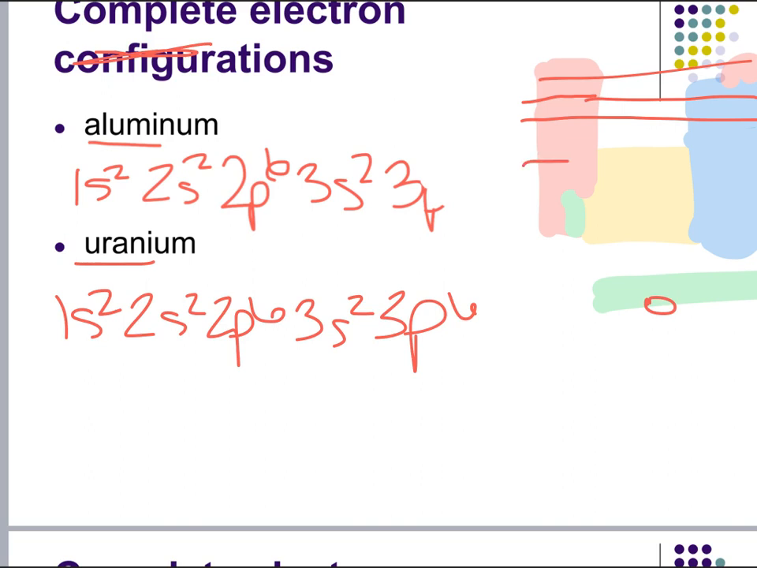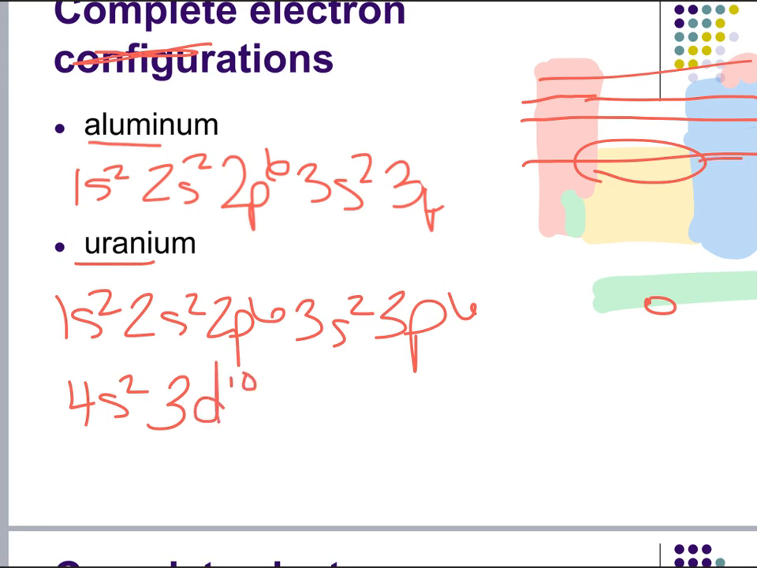With our fourth row, we want to be really careful. We start with 4s2, but then when we get to the D block, remember D is 1 off, so it's 3d10. And then back to the P block, we'll be back to 4, so 4p6.